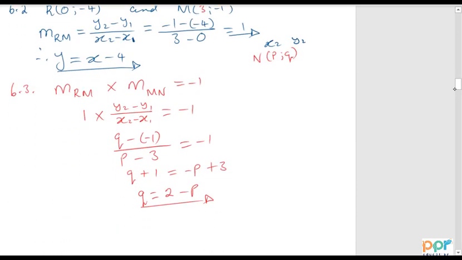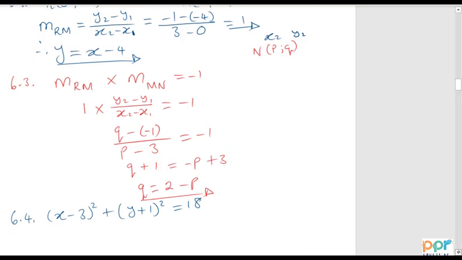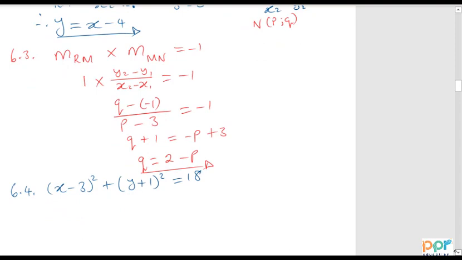Okay, so it's for 6.4. It was x minus 3 all squared plus y plus 1 all squared, all equal to 18. Now what I will do is, where there is x, I put P, so P minus 3 all squared, plus where there is y, Q plus 1 all squared, equals 18. What I did here was substitute the coordinates of N, P and Q, into this equation of the circle.